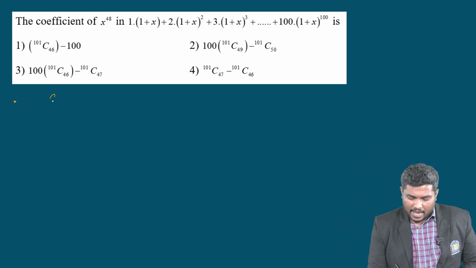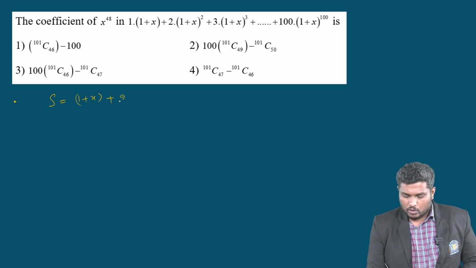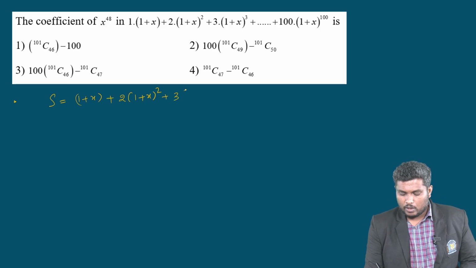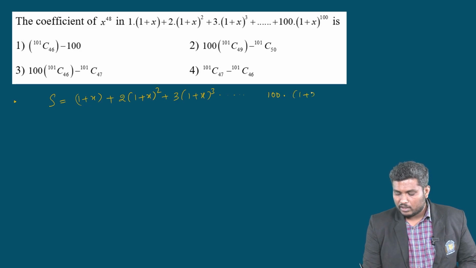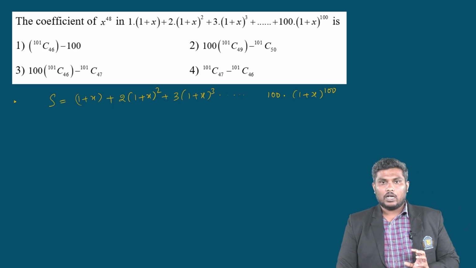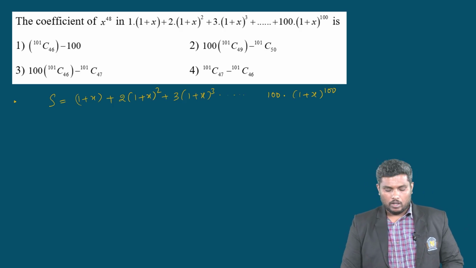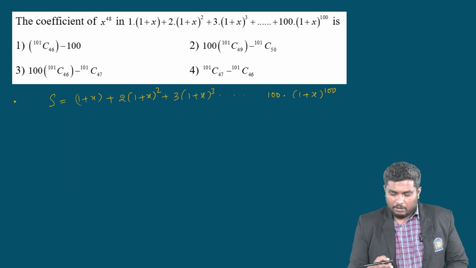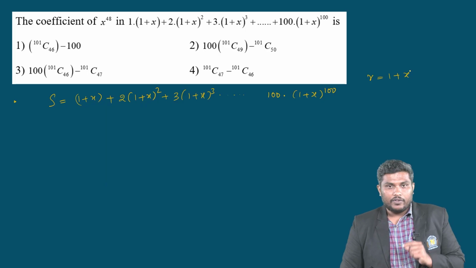So I'm going to take S is equal to 1 plus x plus 2 into (1 plus x) whole square plus 3 into (1 plus x) whole cube, and so on, up to 100 into (1 plus x) whole power 100. If you are aware of the method to solve an AGP sum, in the AGP the common ratio r is 1 plus x and the difference is 1.